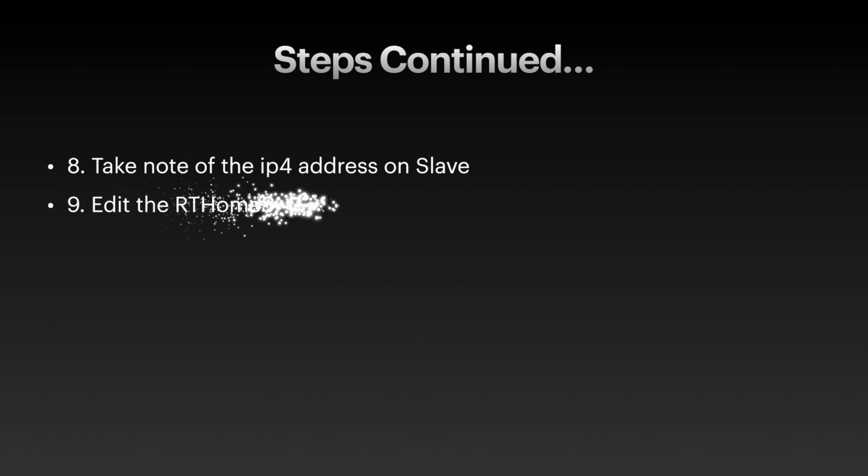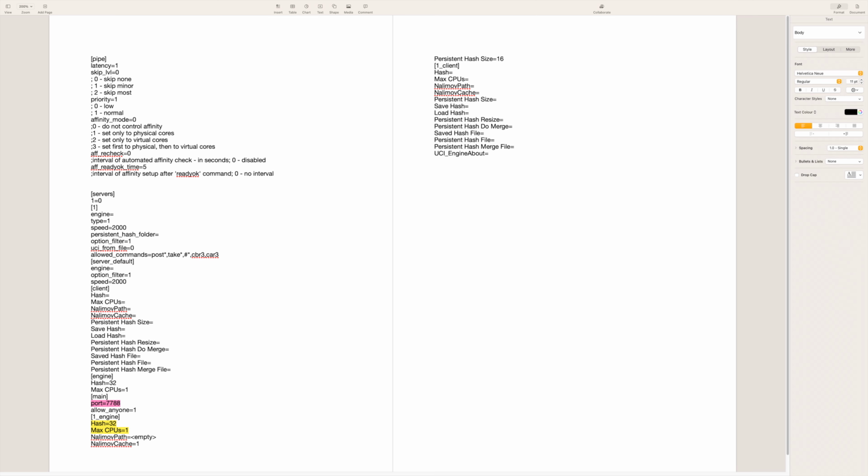Step 9. Edit the RTHomeServer configuration file. Right, just before we open up the configuration file, what I've done here is I've cut and pasted the configuration file into a word processor just so you can see what it looks like, and that will allow us to see things a bit more clearly and we can go a bit more slowly and just walk through it, because this is probably the most difficult part of the video.